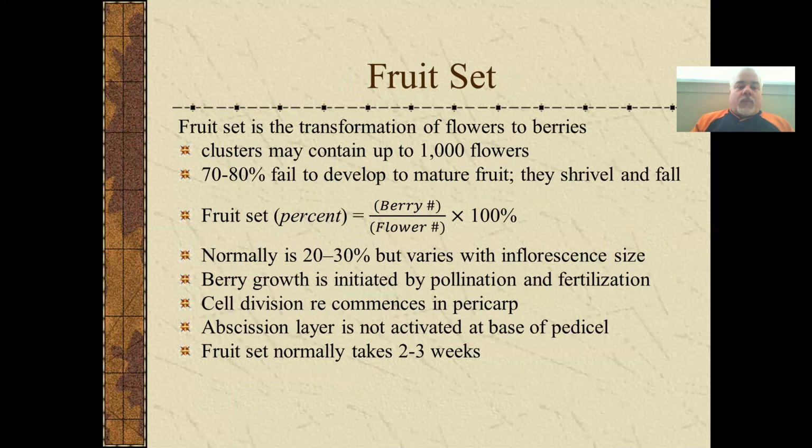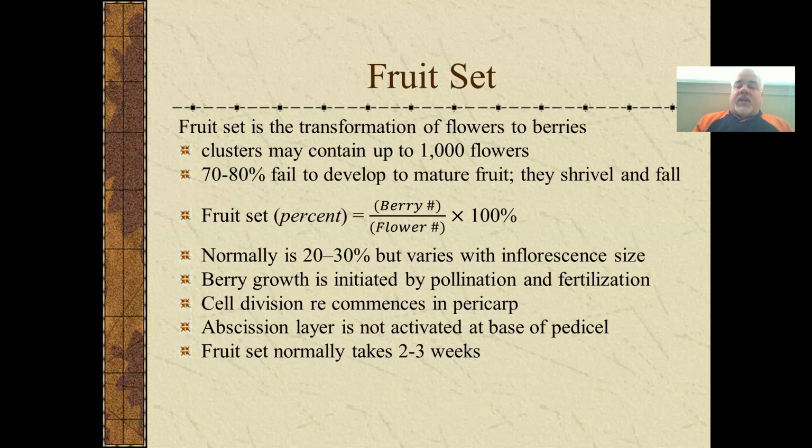Fruit set. Fruit set is a transformation of flowers to berries. And so once you have a fertilized fruit and it sets, it is going to develop into a berry if it's developed normally. As I mentioned, clusters can have a lot of flowers, up to 1,000 flowers. That's a very, very full cluster of flowers. And 70 to 80% of them typically drop off. And that's normal. During shattering, you lose 70 to 80%, and they'll just shrivel up and fall off.